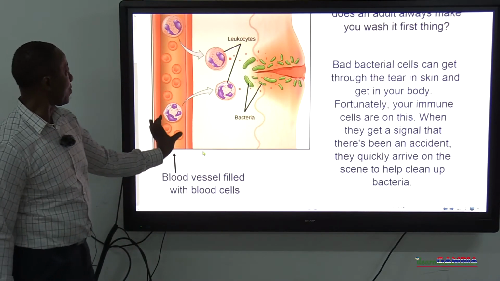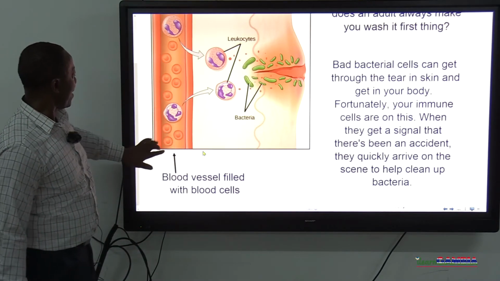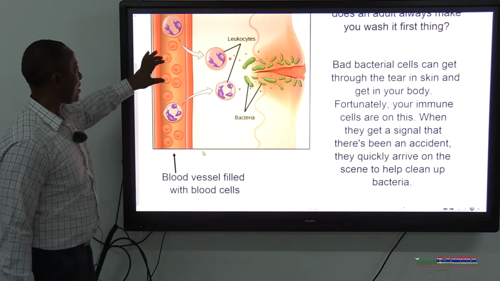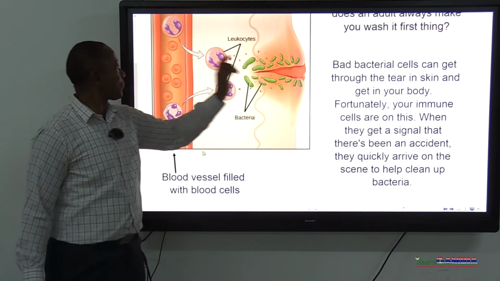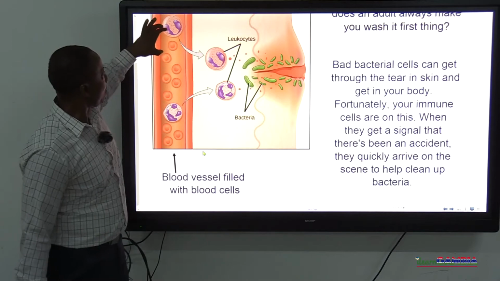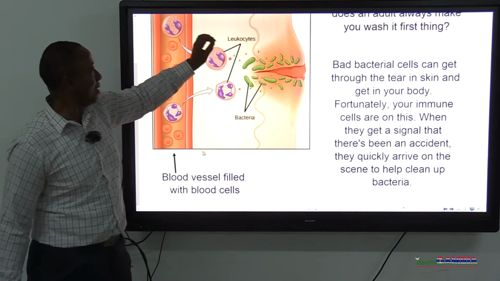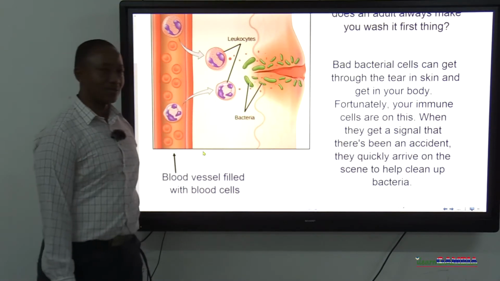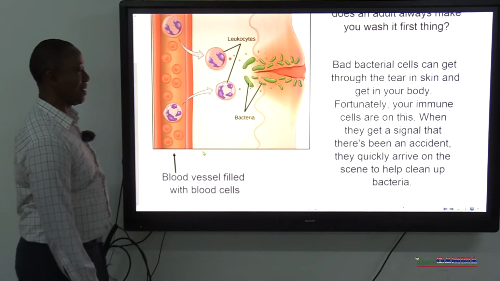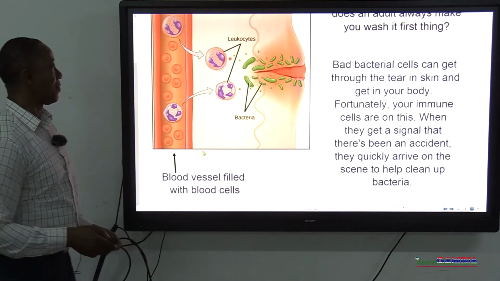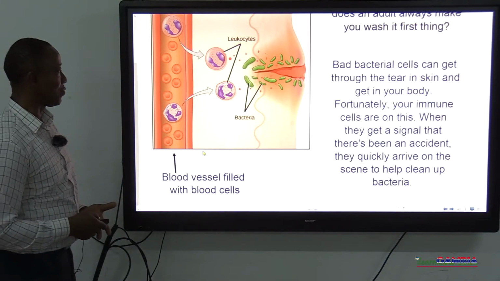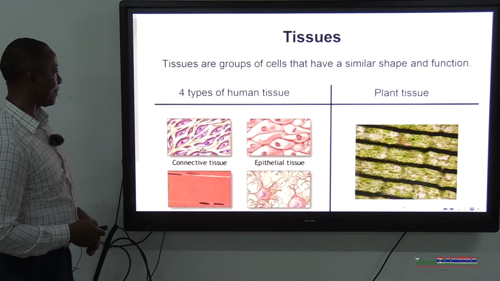So that's your blood vessel, and you have the red blood cells and the white blood cells. But as soon as there's a cut, the white blood cells will move out of the blood vessel, and they come and help to combat or fight whatever germ is around there. If they don't do that, bacteria will enter your wounds, and they are going to make you sick.